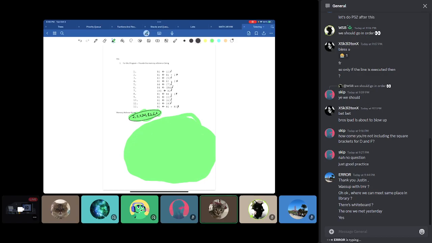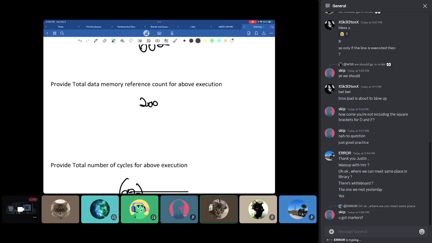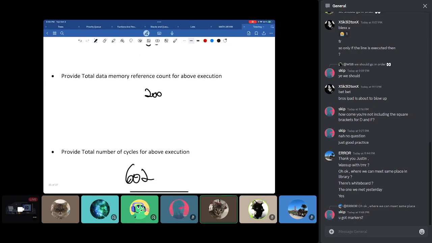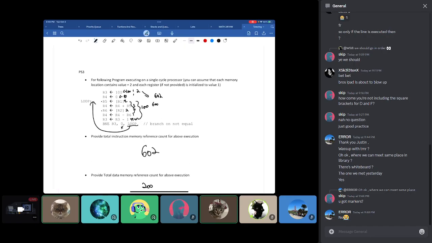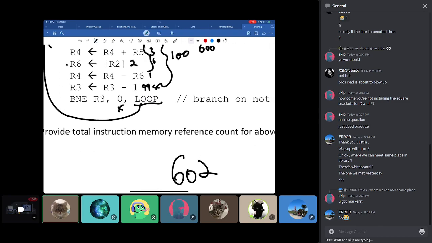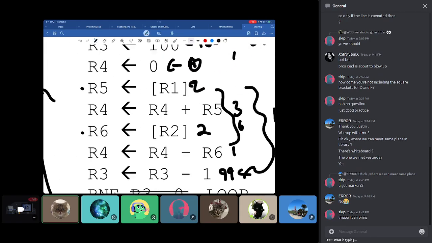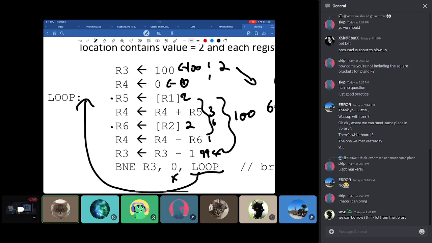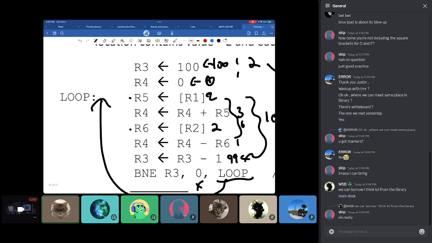Could you just go over problem set 3, the second part, one last time? The 602. So you're looping the program and you have 100, right? This is just saying instruction memory reference. We're not saying total memory reference. If it was total memory reference, it would be more because we have loads and stores, which account for 2. But we're talking about total instruction memory reference count, meaning just the number of instructions in our program that are being executed.